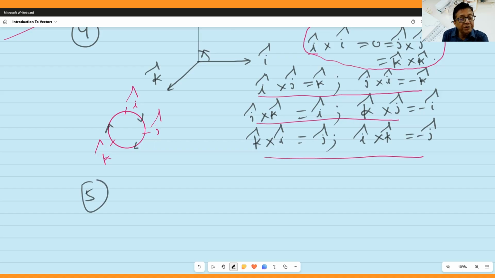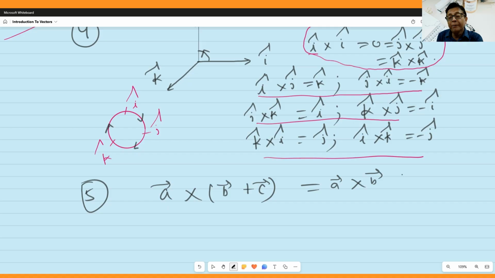Fifth observation. It will obey the distributive law. A cross (B plus C). Proof I am avoiding right now, because that proof is mathematical and we are doing this for the sake of physics. So proving will arise in mathematics, not here. We'll assume it is true. A cross (B plus C) equals A cross B plus A cross C.